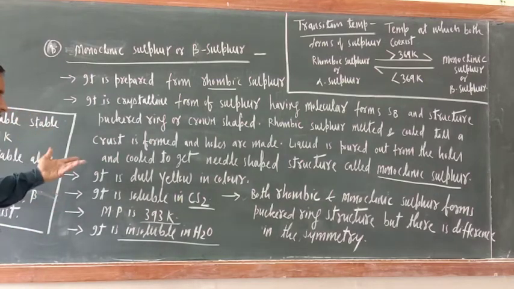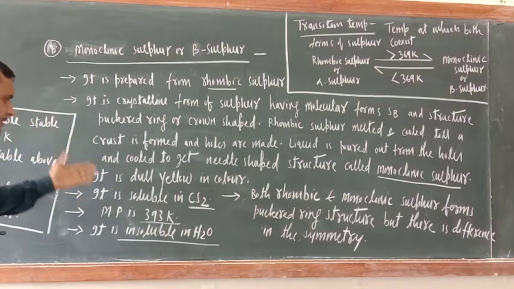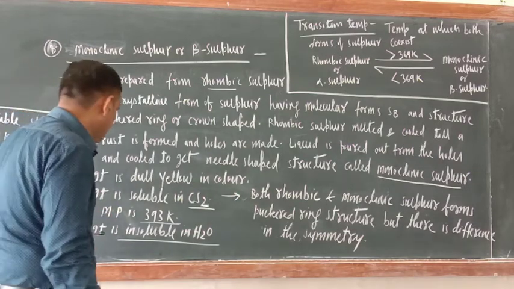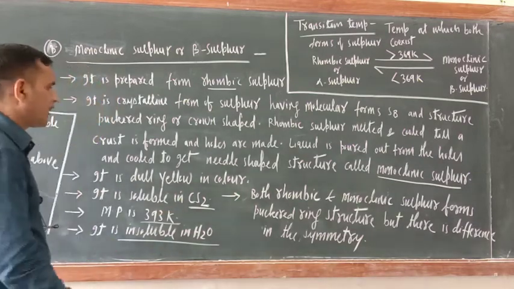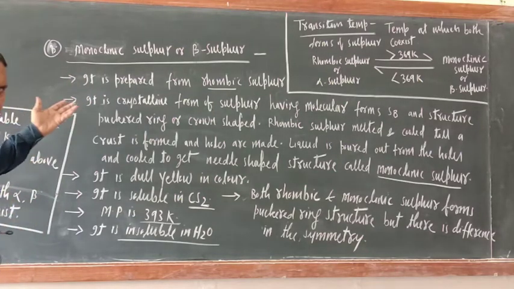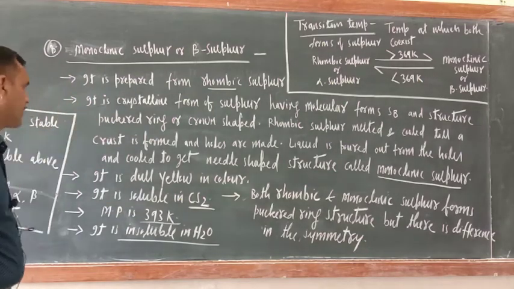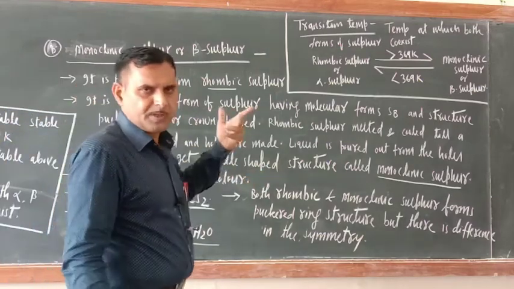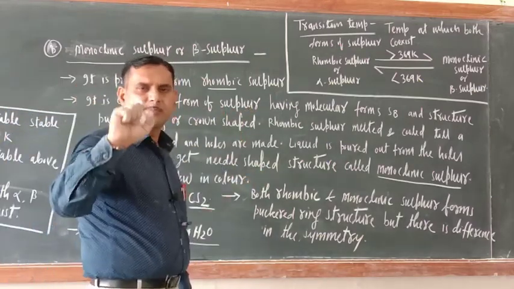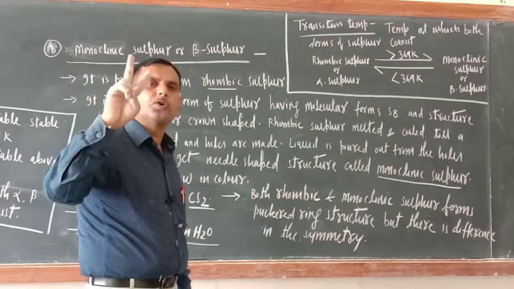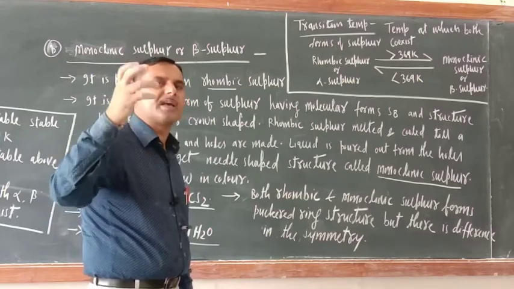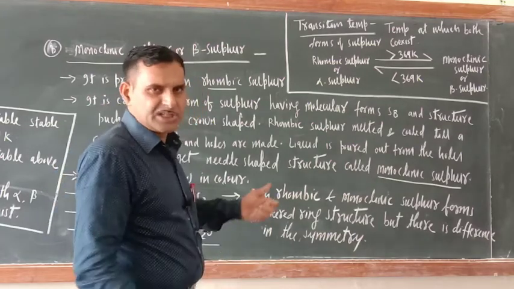Another, it is dull yellow, it is soluble in CS2, melting point is 393 Kelvin, it is insoluble in water. So previous one was also insoluble in water. Okay, the most important thing is the transition temperature. What do you mean by transition temperature? Temperature at which both allotropic forms of the element coexist, that is known as transition temperature.